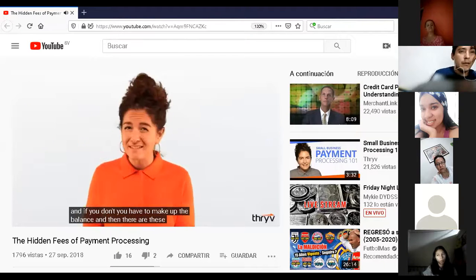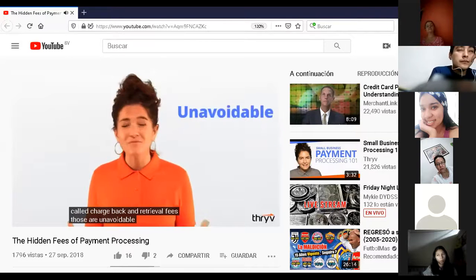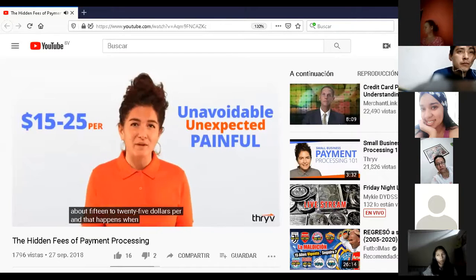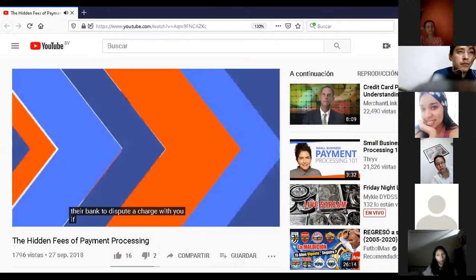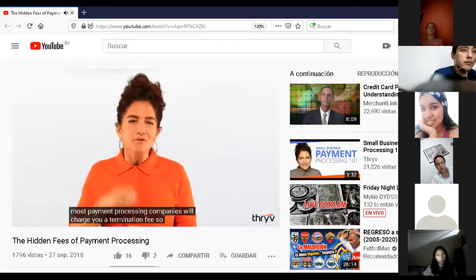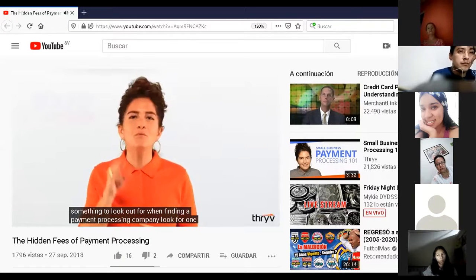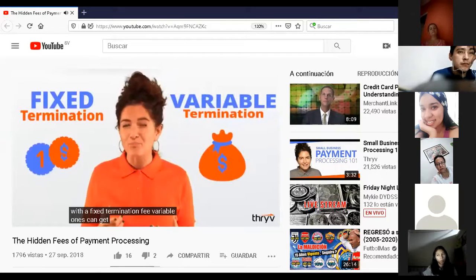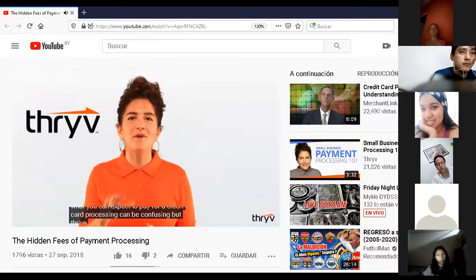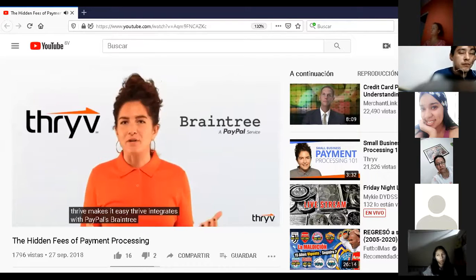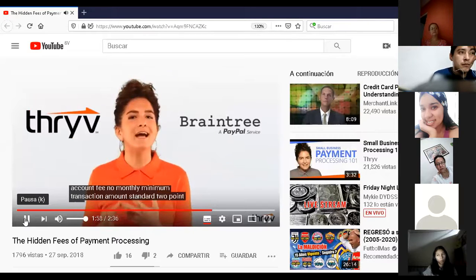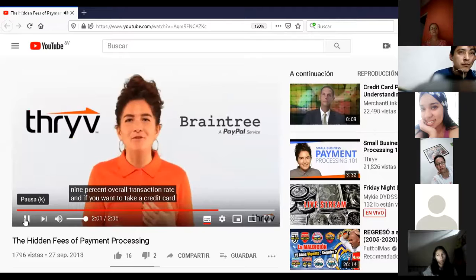And then there are these things called chargeback and retrieval fees. Those are unavoidable, definitely unexpected, and kind of painful. They cost about $15 to $25 per, and that happens when a customer goes to their bank to dispute a charge with you. If you ever want to end your contract, most payment processing companies will charge you a termination fee. So something to look out for when finding a payment processing company, look for one with a fixed termination fee. Variable ones can get pretty costly. Calculating what you can expect to pay for a credit card processing can be confusing, but Thrive makes it easy. Thrive integrates with PayPal's Braintree, has no monthly account fee, no monthly minimum transaction amount, standard 2.9% overall transaction rate, and if you want to take a credit card over the phone, we won't charge you extra for that.